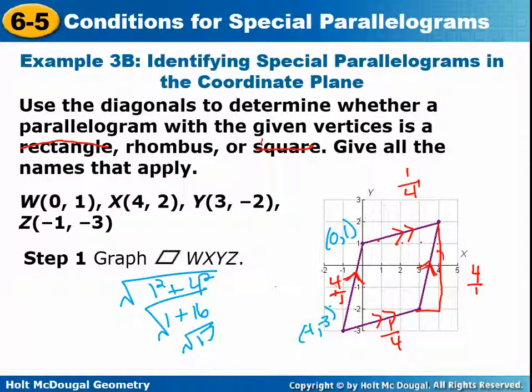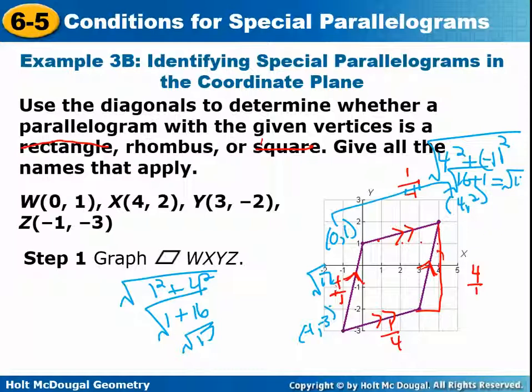Now let's see if this one has a length of square root of 17. So this was the point 4, 2. Okay, so the difference in the x values would be 4. The difference in the y values would be 1 minus 2, which is -1, squared. So that is 16 plus 1, which is the square root of 17. So this side is congruent to this side. That's enough right there to know that we have a rhombus.